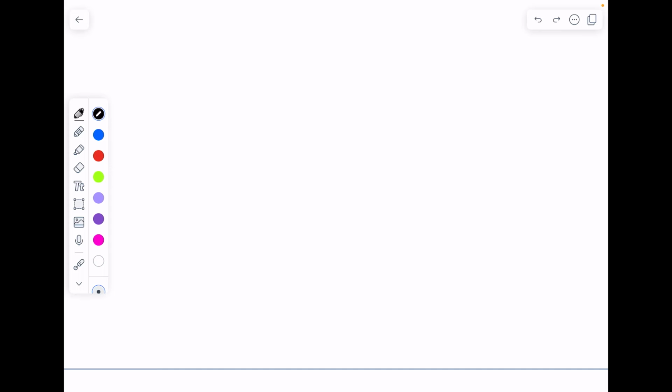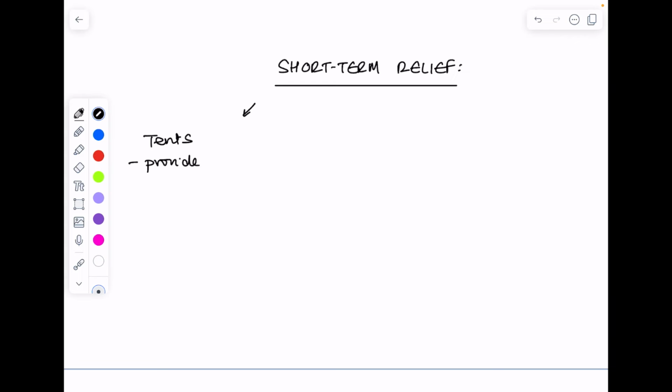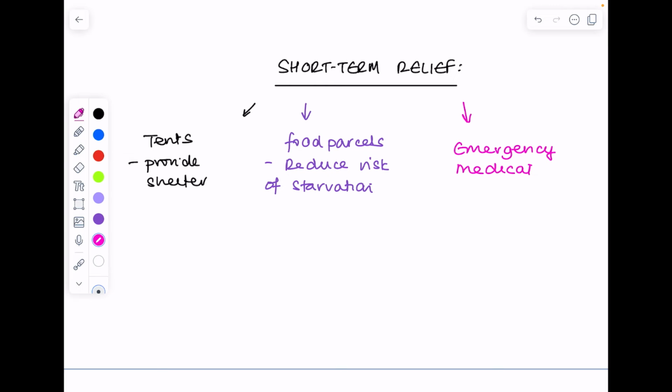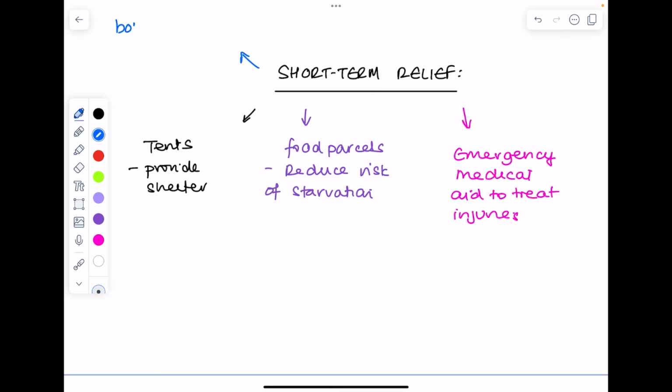So the earthquake has occurred. What types of short-term relief exist to help reduce the impact of the earthquake? You've got tents, which provide shelter. You've got food parcels, which reduce the risk of starvation, because that food is free. You've got emergency medical aid, used to treat injuries caused by falling debris. And bottled water, that's key when lots of water sources will have become contaminated, and that reduces the risk of contracting cholera.